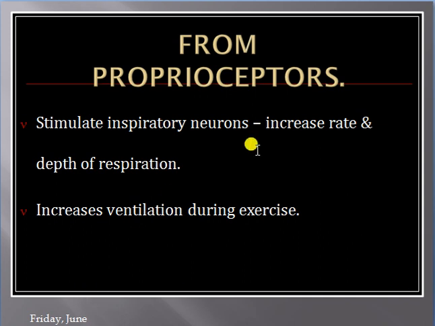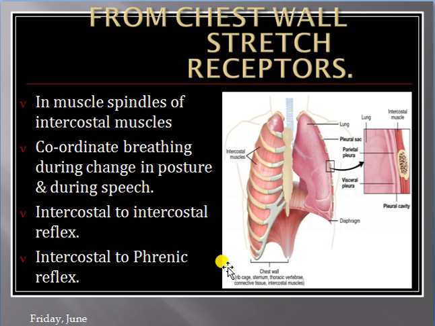Proprioceptors stimulate the inspiratory neurons and increase the rate. I already said the proprioceptors are present in muscles; we already discussed how that is affected. Chest wall stretch receptors means some stretch receptors are present in the chest, and they also stimulate respiration. All these receptors contact neurons, and those neurons contact the respiratory center in the medulla oblongata as well as the pneumotaxic center in the pons.